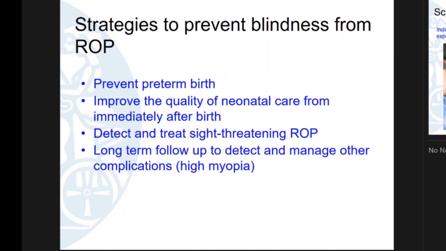The next part is detection or screening and treatment of sight-threatening ROP. And importantly, all babies who developed any ROP, particularly those who are treated, need long-term follow-up because they are at much higher risk of developing complications like high myopia, which can even happen before they reach their first birthday.